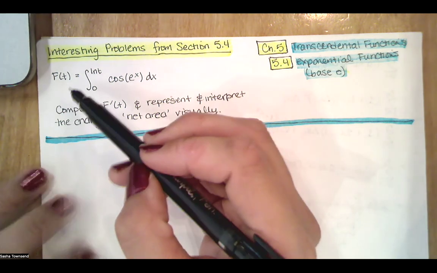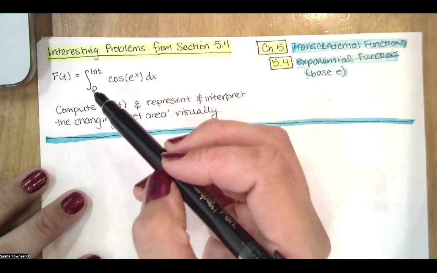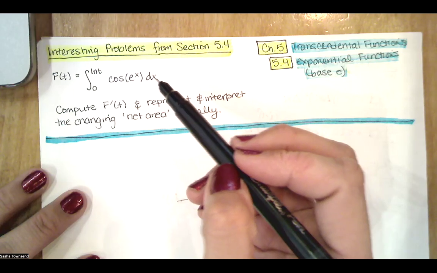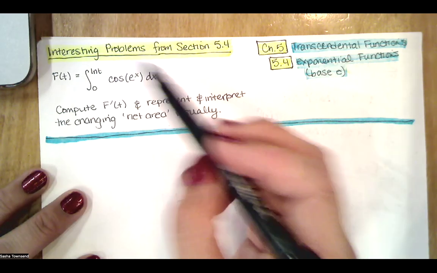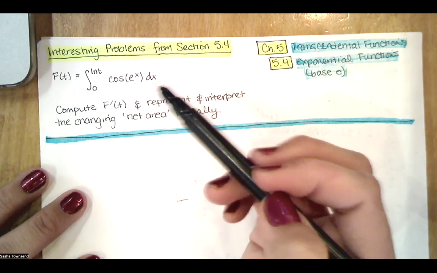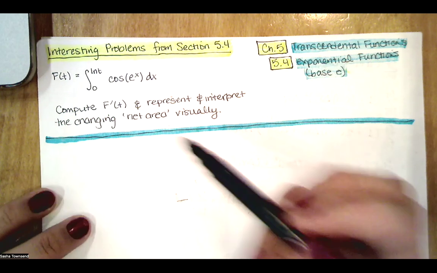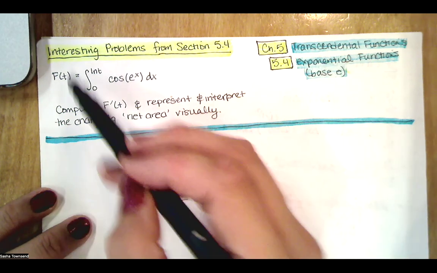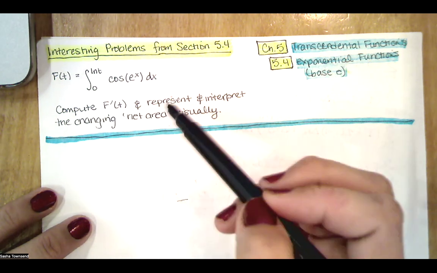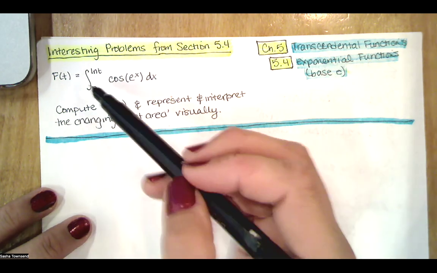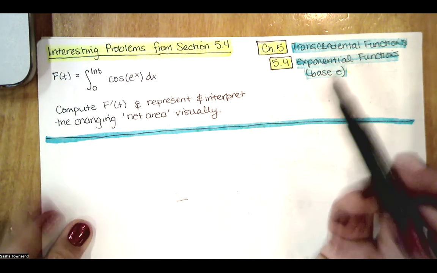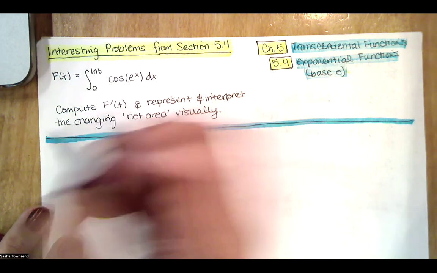They're given f of t is the integral from x equals 0 to x equals natural log of t of the cosine of e to the x with respect to x. Now this is going to represent an area or a net area between this function and the x-axis. And we'll draw some pictures in a minute just to get some sense of what that represents. And we're asked to compute f prime. And then we want to represent f prime and f of t visually, and we want to interpret that changing area visually. And so here's the idea.